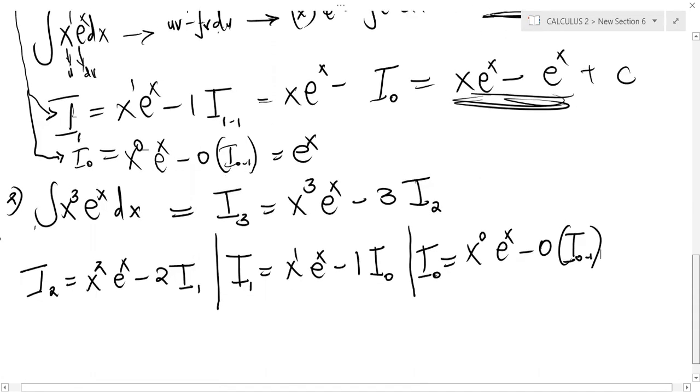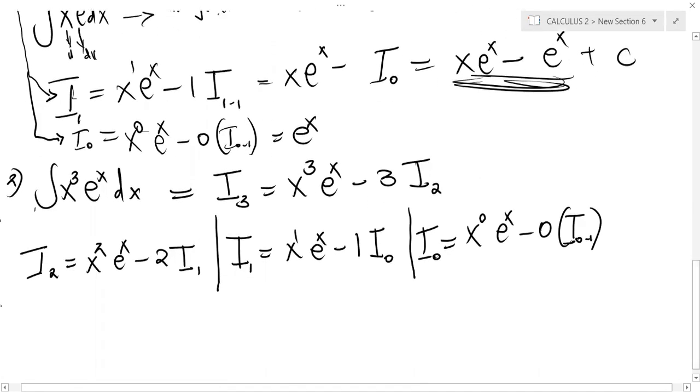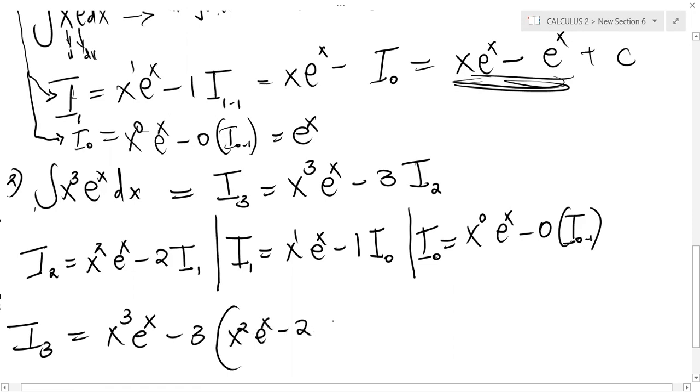So clearly we can see I3 is equal to, so I'm going to do the replacement. I3 is equal to x cubed exponential x minus 3 of I2. But what is I2? I2 is x squared exponential x minus 2 of I1. But what is I1? Look at this. x exponential x minus I0. But what is my I0? Look at this. I0 is x raised to power 0, which is 1, exponential x. So I0 is just basically exponential x.